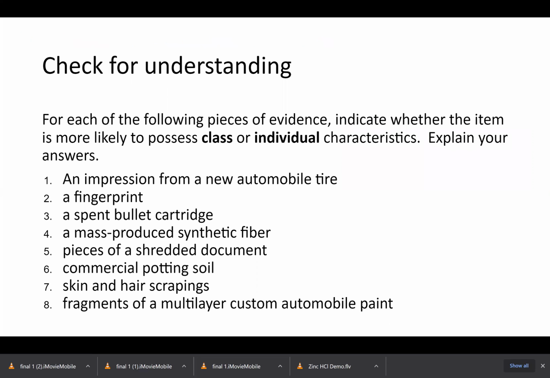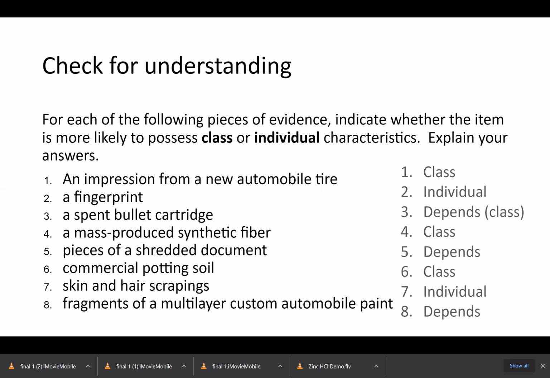Okay, so let's do a check for understanding. For each of the following pieces of evidence, indicate whether the item is more likely to possess class or individual characteristics and explain your answers. So, an impression from a new automobile tire, a fingerprint, a spent bullet cartridge, a mass produced synthetic fiber, pieces of shredded document, commercial potting soil, skin and hair scrapings, fragments of a multi-layer custom automobile paint. Oh, custom. I didn't read that.